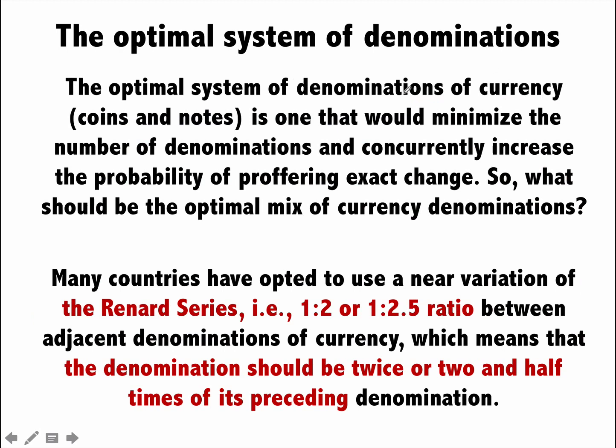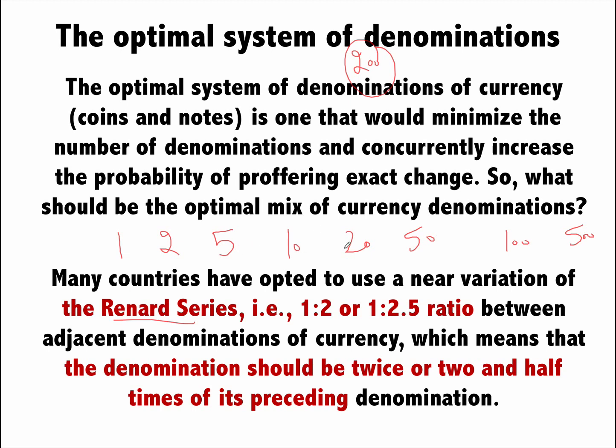Now, important thing to understand here is why the RBI has launched 200 rupee note. That is the most important part that you need to understand. So, Reserve Bank of India follow the Renard series, a very near variation of the Renard series. And what is that? So, look at the denominations we have: 1 rupee, 2 rupee, 5, 10, then we have 20, 50, and 100, and so on. And then we have 500.